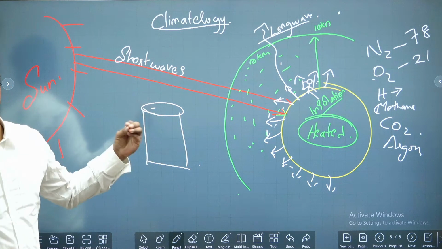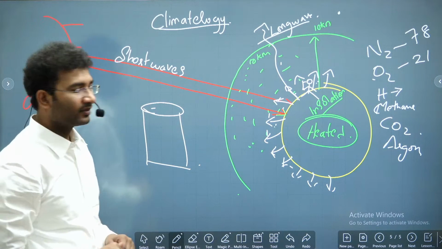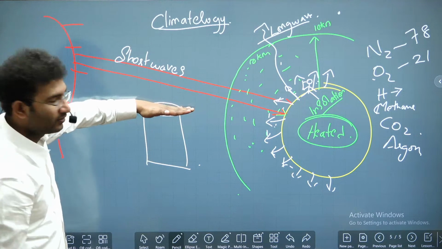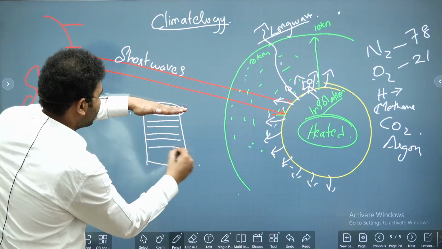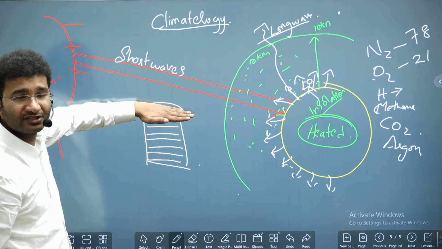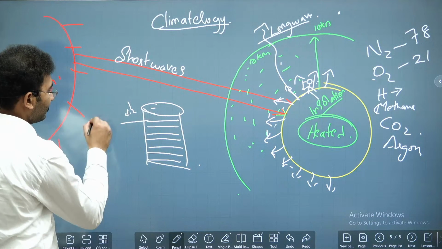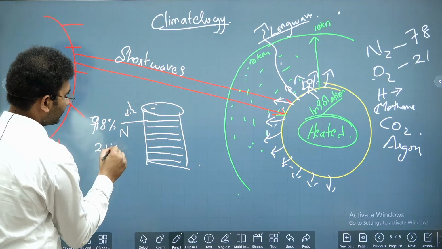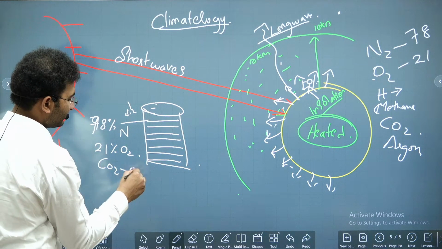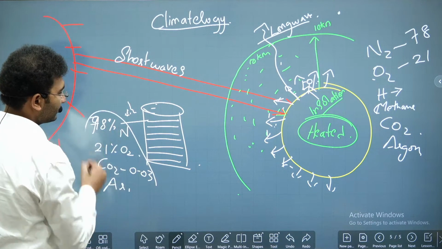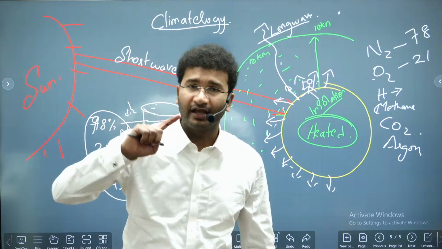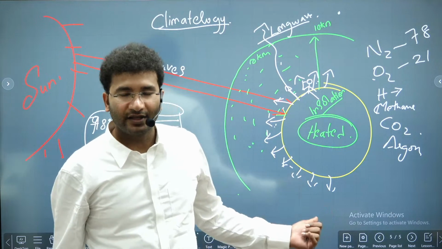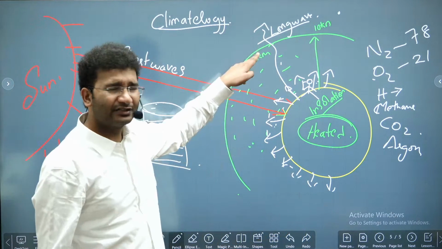These concepts are written in the NCERTs itself, and you need to have that idea. So I've taken a glass and I'm going to close its lid. Now what air is present in this glass? What is the composition of the air? It will have around 78% nitrogen, 21% oxygen, 0.03% carbon dioxide, and argon. This is the composition of the atmospheric air, or the air in your home. If you go up to 10 kilometers, you'll find the same composition.